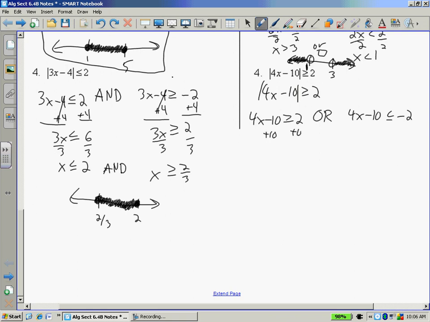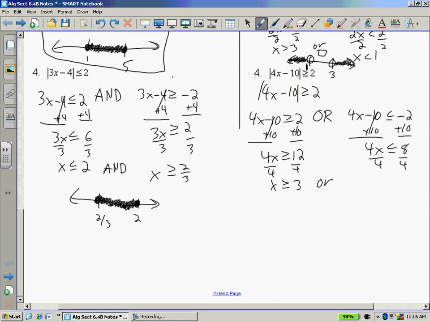Now let's go ahead and solve this. Just add 10 to both sides. 4x is greater than or equal to 12. We're going to divide by 4, and x is greater than or equal to 3. Or, add 10 to both sides. We get 4x is less than or equal to positive 8. Divide by 4, and x is less than or equal to 2. So we've solved. Now let's graph.